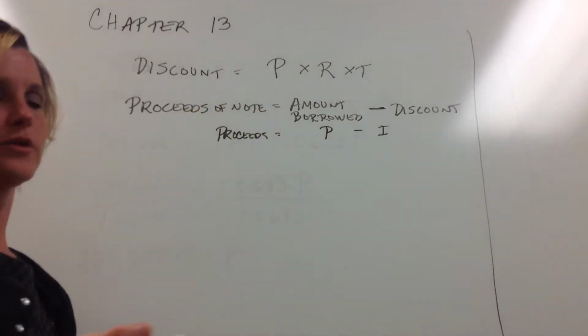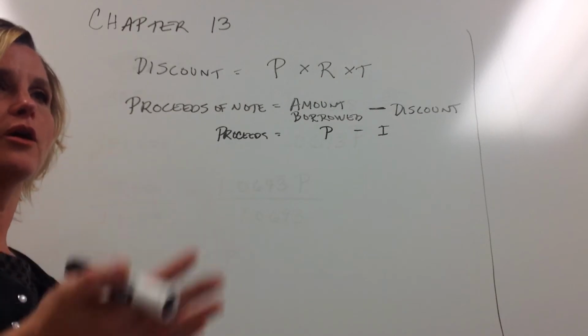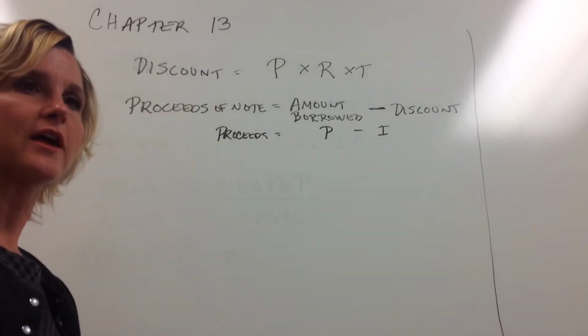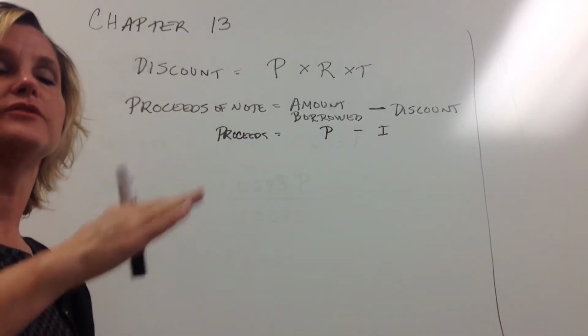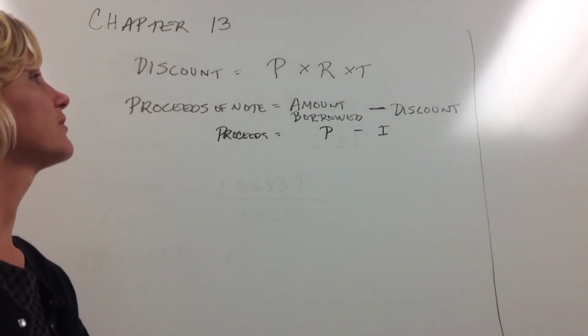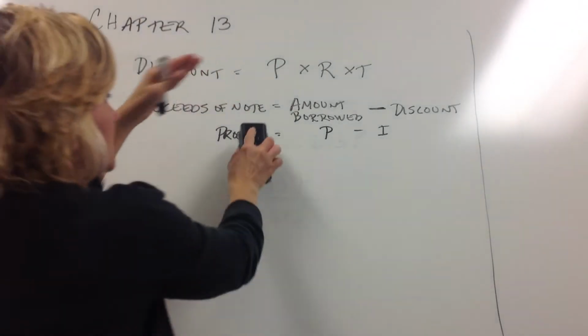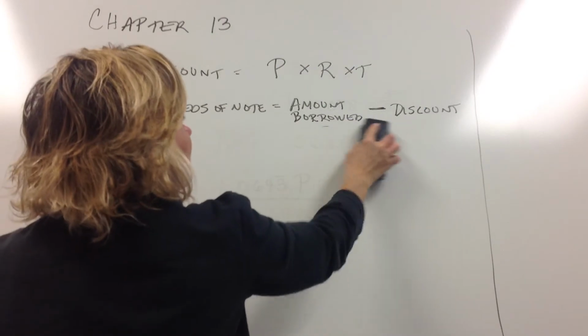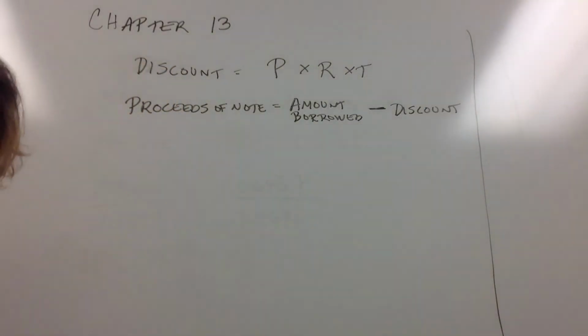So basically how it works is, if you borrow $100,000, they're going to subtract the interest and give you what's left, but then you still pay back the $100,000. So I just keep it to that. Just know that it's the amount that I borrowed minus my discount.